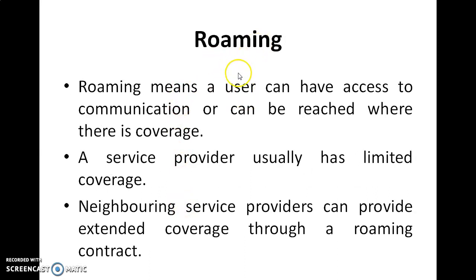Next is roaming. We have already seen roaming, but still, roaming means a user can have access to communication or can be reached wherever there is coverage. The service provider usually has limited coverage. Neighboring service providers can extend the coverage through a roaming contract. If you are not in your home station, then it is called roaming.